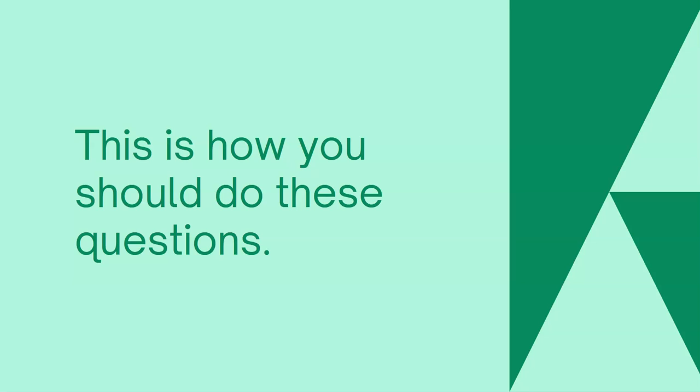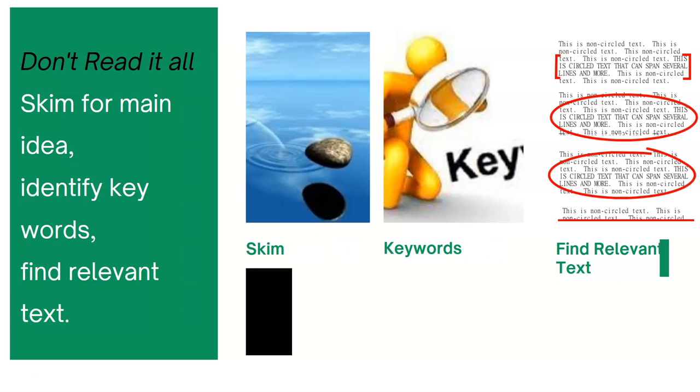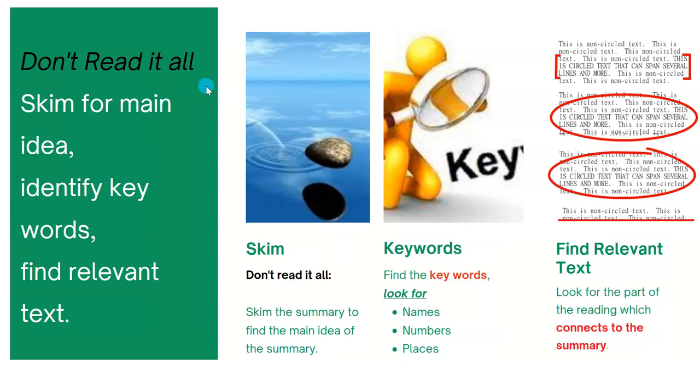Let's take a look at how we should do this. D, don't read it all. You want to first skim the summary to get the main idea of the summary, and you want to identify the keywords. Keywords can be names, numbers, or places, or main ideas. Once you understand what the main idea of the summary is and the keywords, then you skim or scan the passage to find the relevant area or the part of the passage or text that connects to the summary.